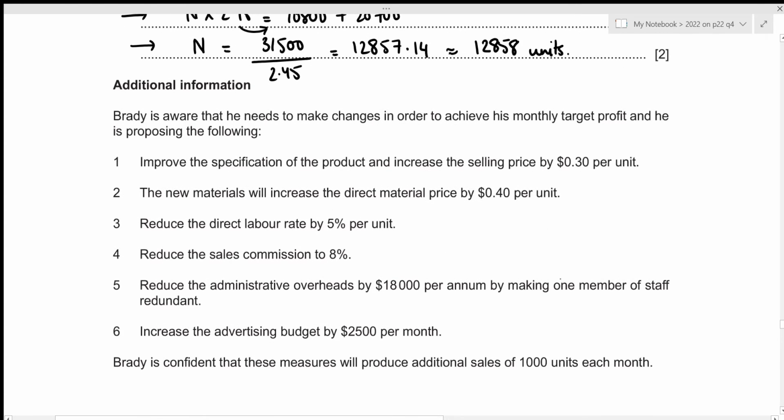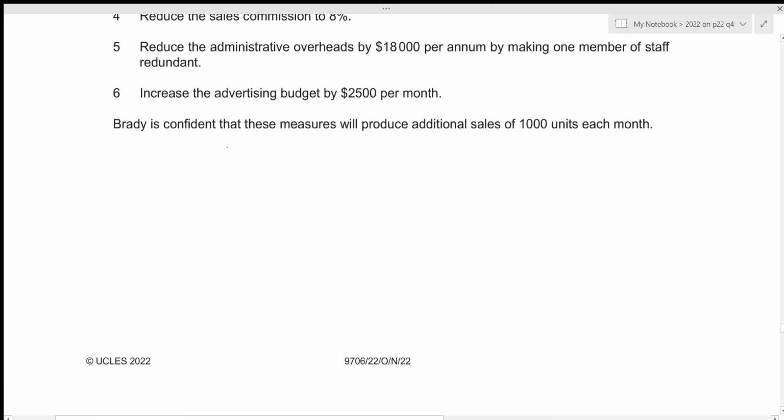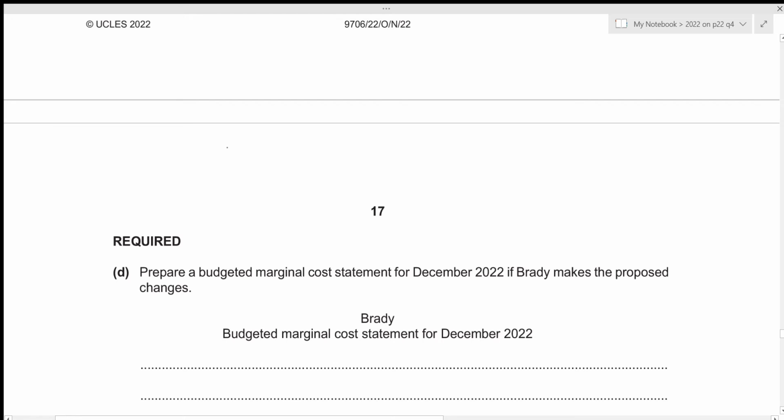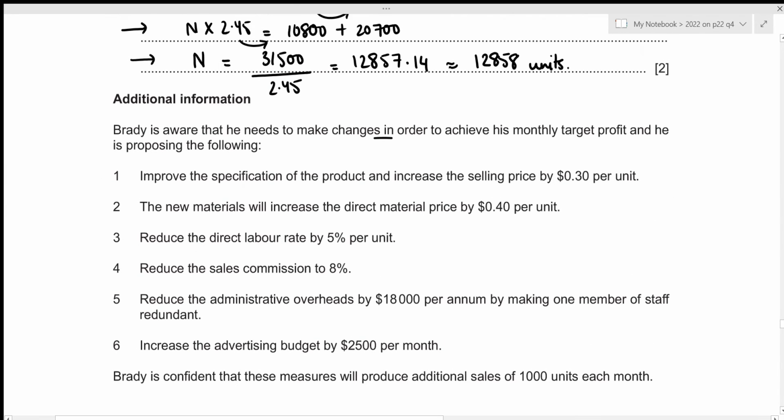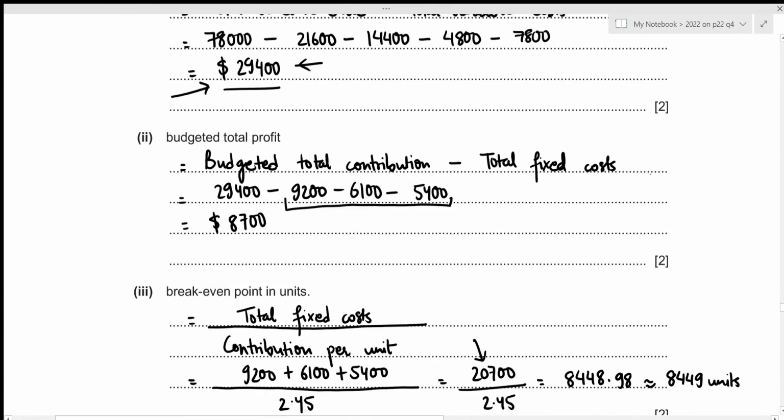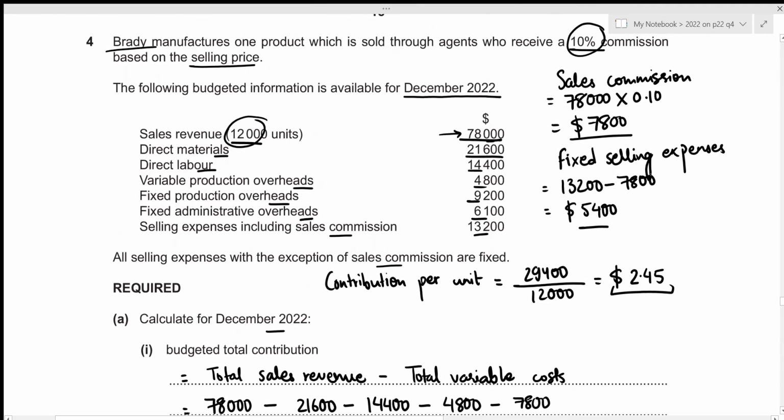We are given additional information. Brady is aware that he needs to make changes in order to achieve his monthly target profit, and he is proposing the following. First of all, let's have a look at our fourth question. We need to prepare a budgeted marginal cost statement for December 2022 if Brady makes the proposed changes. The first one is to improve the specification of the product and increase the selling price by 0.30 per unit. Let's have a look above and figure out the previous selling price per unit.